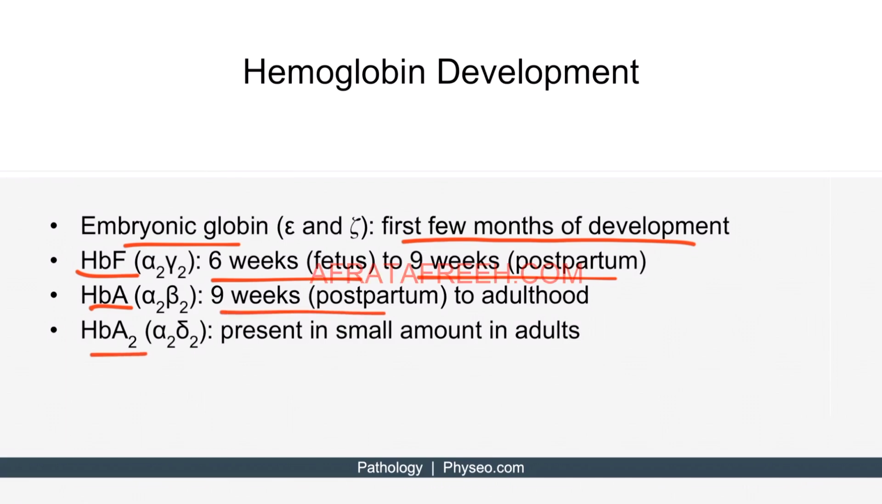Hemoglobin A2 is made up of alpha and delta chains and present in small amounts in adults. Hemoglobin A2 levels should not exceed 3.5% of hemoglobin. If it's higher than this, then it indicates that there may be an issue making adult hemoglobin. We'll talk more about this later in the lecture.